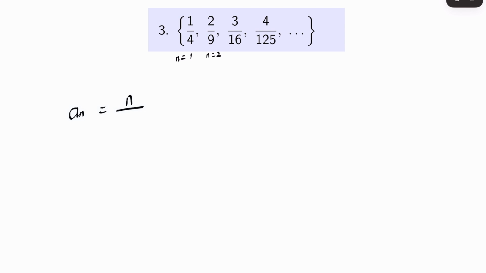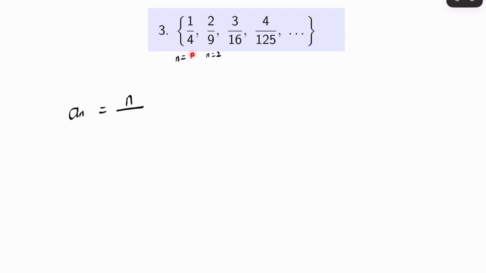divided by, how do we find the denominator? For the denominators, we have 4, 9, 16, 25, and so on, right? Then squares should come to mind, because 4 is 2 squared, 9 is 3 squared, and so on.